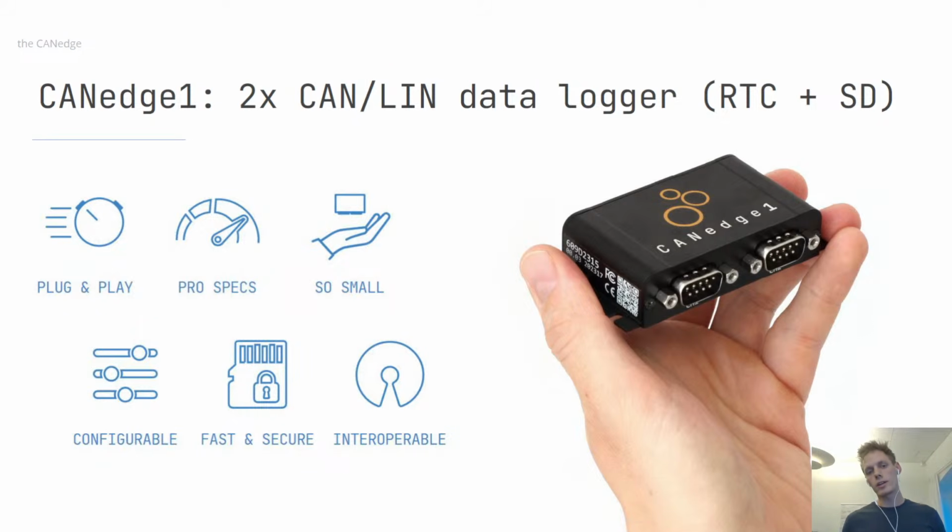It has two CAN channels, two LIN channels, and it supports CAN FD. It also supports error frame logging, and it timestamps the data at a 50 microsecond resolution. So in other words, you get a pretty hefty package that is comparable to many of the pro-spec loggers on the market, but at a much lower price.